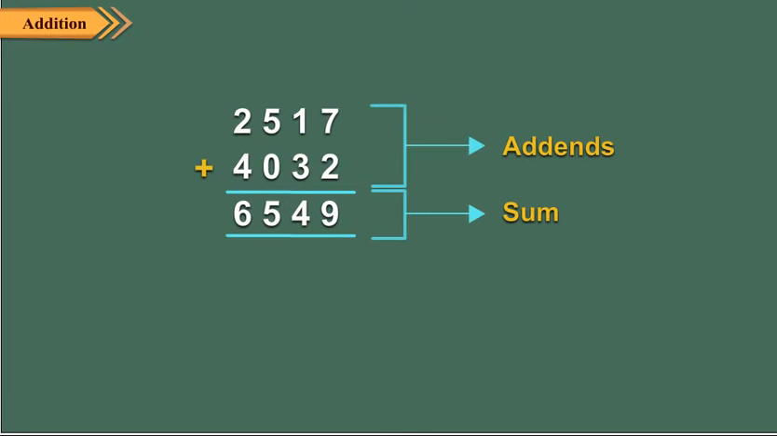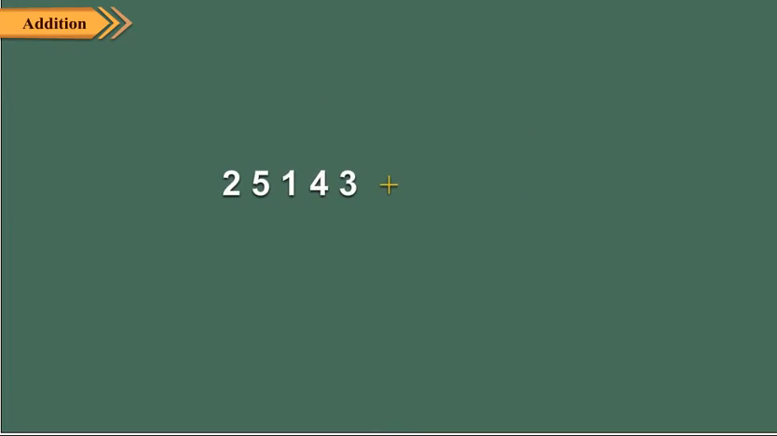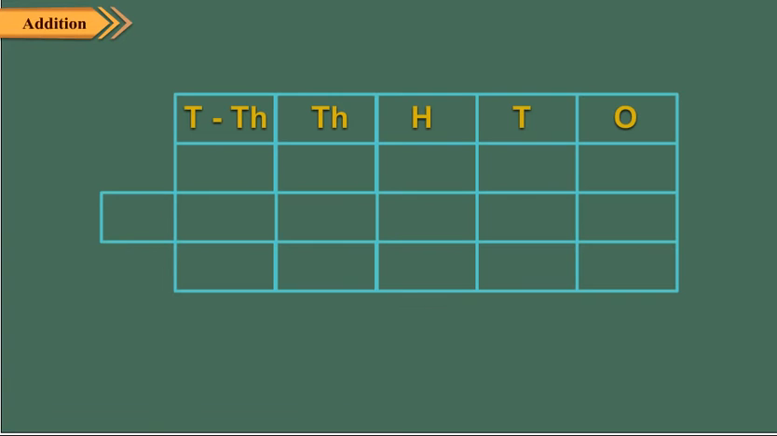In the previous class, we have learnt how to add 4-digit numbers. Let us see how to add 5-digit numbers. Adding larger numbers is just like adding the smaller ones. Let us add 25143 and 43702. We first arrange the numbers in columns.